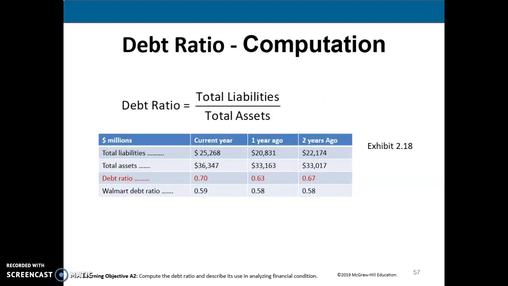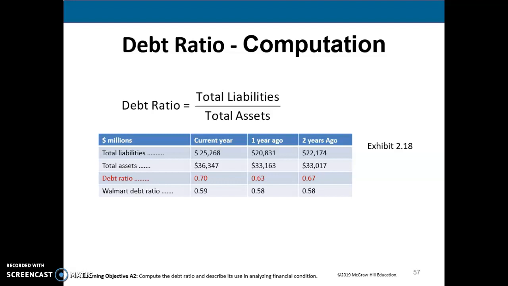All right, here's an example of an actual calculation for Walmart, and it's showing you current year, 1 year ago, and 2 years ago, taking total liabilities divided by total assets and getting the debt ratio. So we can see that they are getting a higher ratio in this example, and then they give you the comparison of Walmart, showing you their trend.